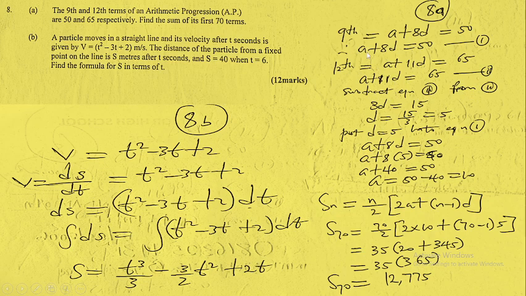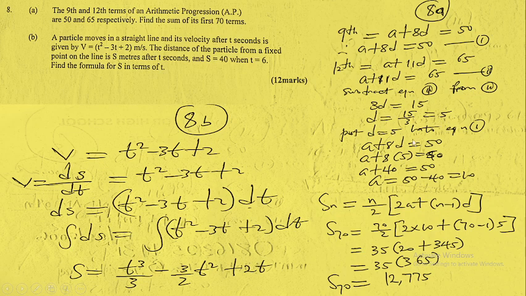So A minus A will give us 0. 11D minus 8D will give us 3D. And as such, we have 65 minus 50, that will give us 15. So from there, you can find the common difference, which is our D, by dividing both sides by 3. 15 divided by 3 will give us 5. That means the common difference of this arithmetic progression is 5.